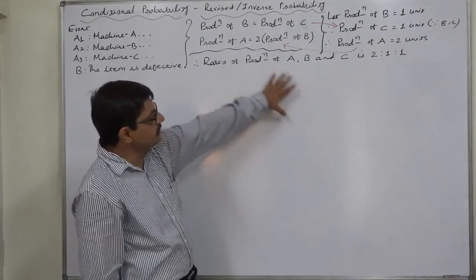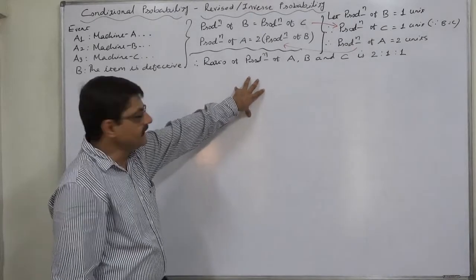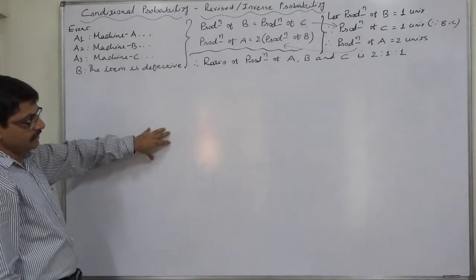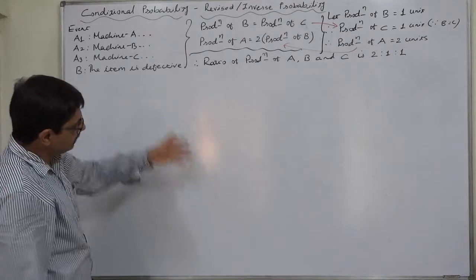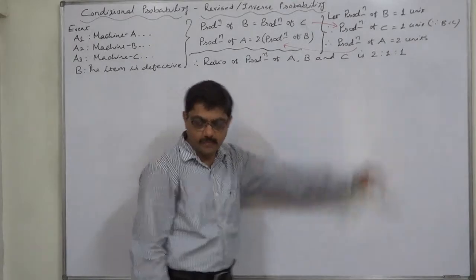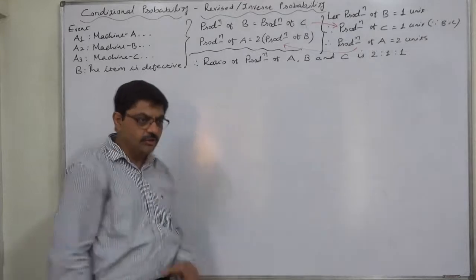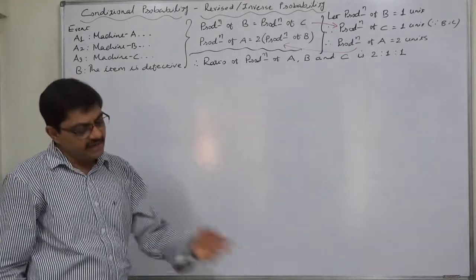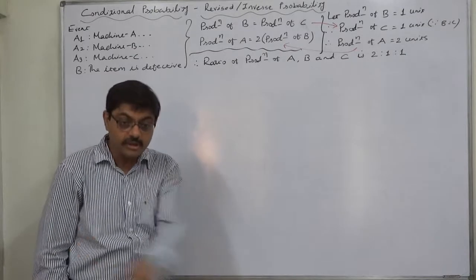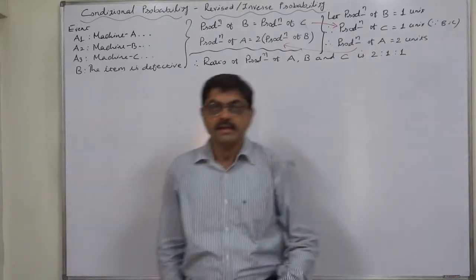Because on the basis of this production we can arrive at the probability that any item selected at random is produced by machine A or B or C. On the basis of this information we can find the probability. But now from a collection of production of machines A, B and C, if an item is selected at random and it is found to be defective, then what is the probability that machine A produced it or B produced it or C produced it?